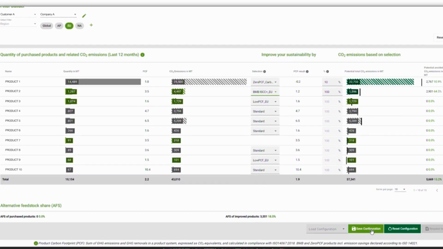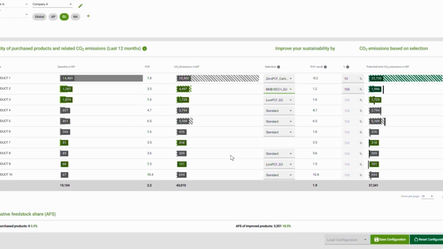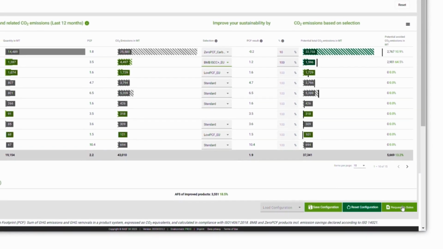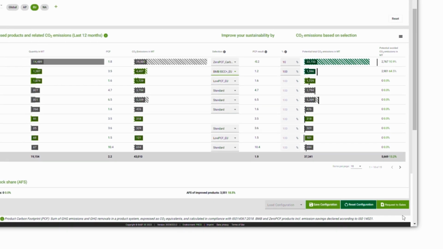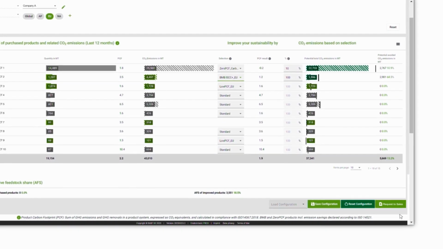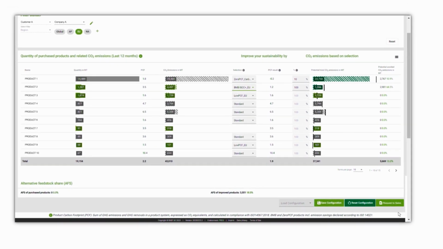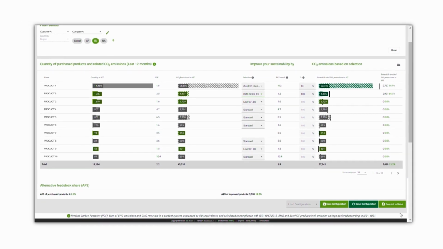MyCarbonFootprint allows to simulate different scenarios and save them for discussion. As a customer, you can send your favorite scenario to your responsible BASF account manager. This way, MyCarbonFootprint is an easy-to-use interface between BASF and its customers, enabling a targeted discussion on sustainable product alternatives.